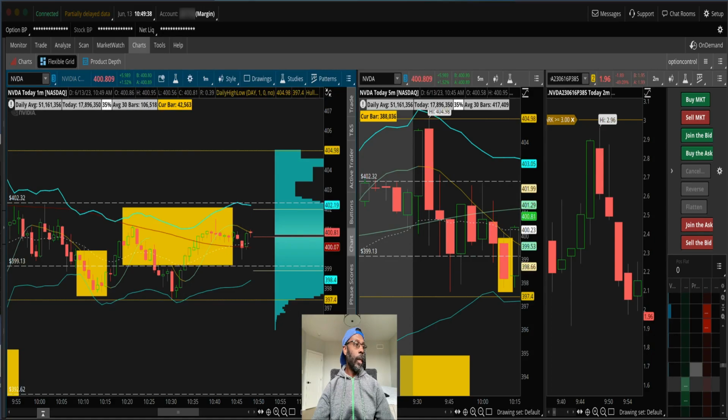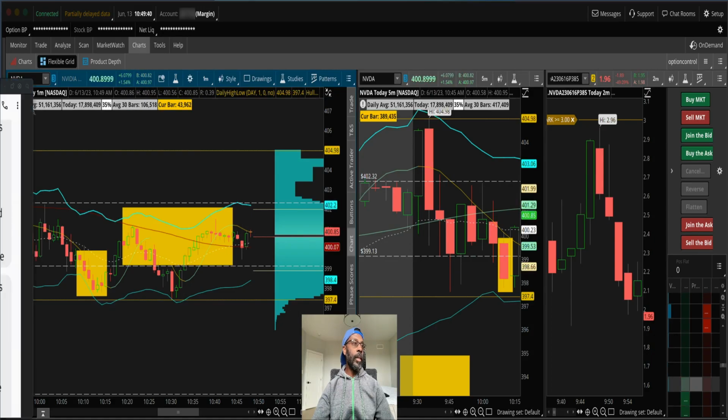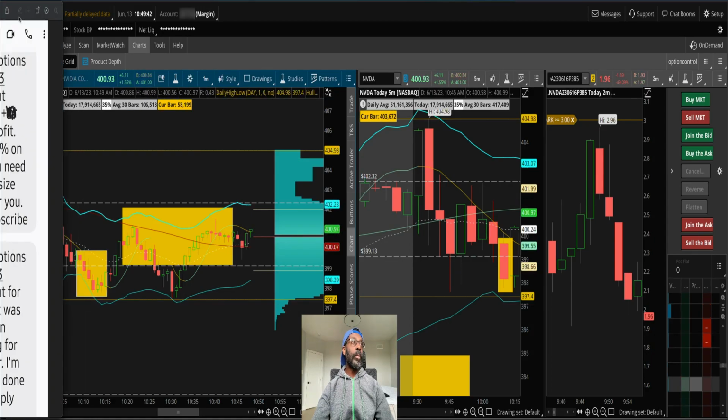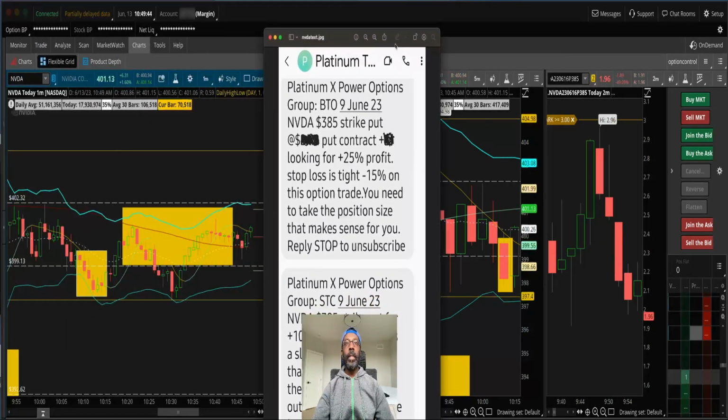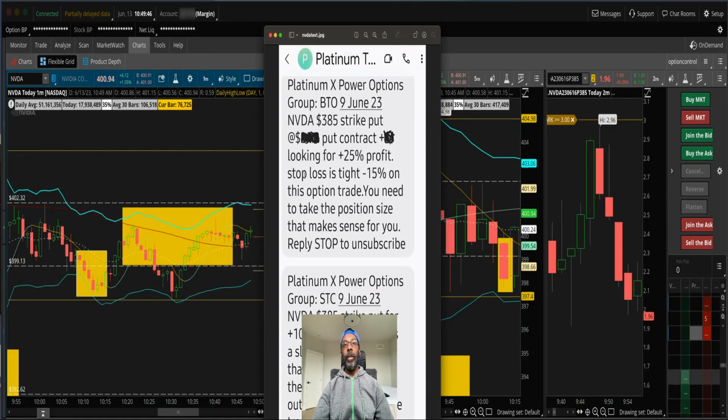So here we go. Let me just go over here. Here's the trade alert. Let me move this over here. So it's a 385 strike put. That's what I sent out to my guys. I got out plus 10.13% profit, and like I said in the text alert, this was a slow grind, sitting in the position, waiting for the move to roll over.